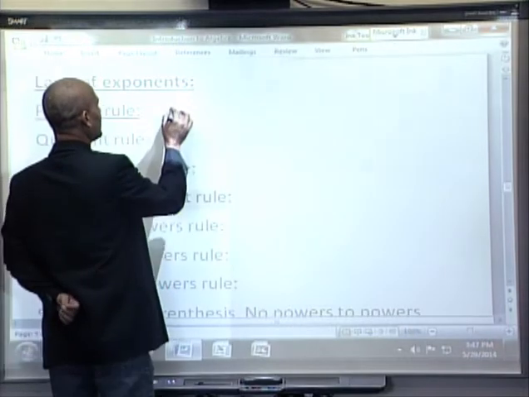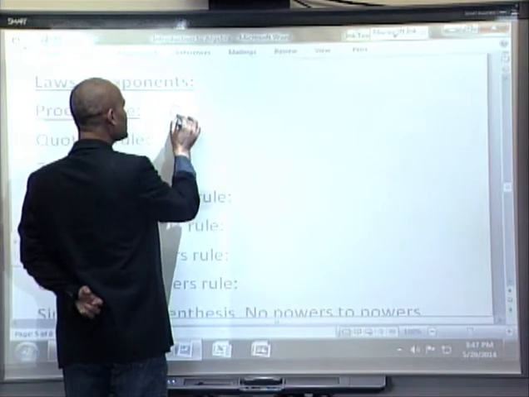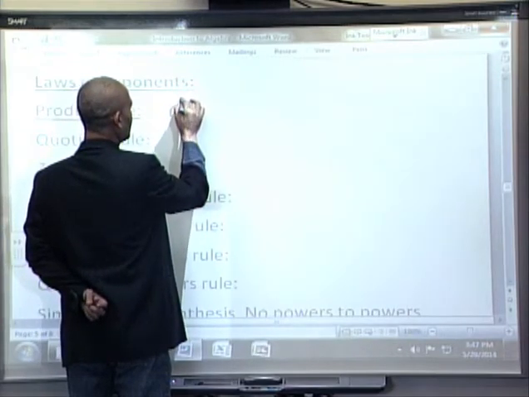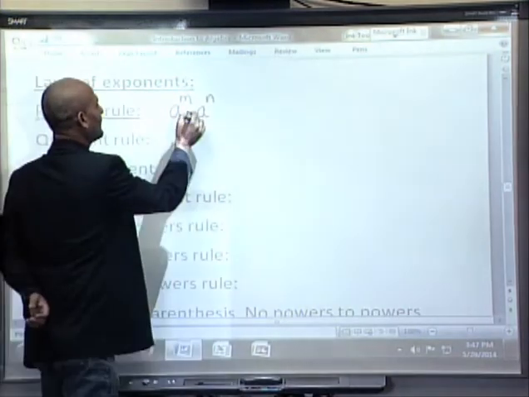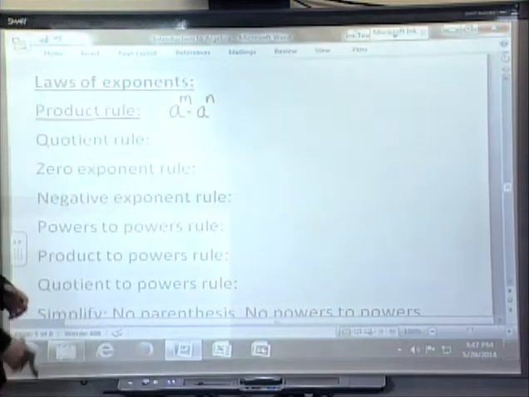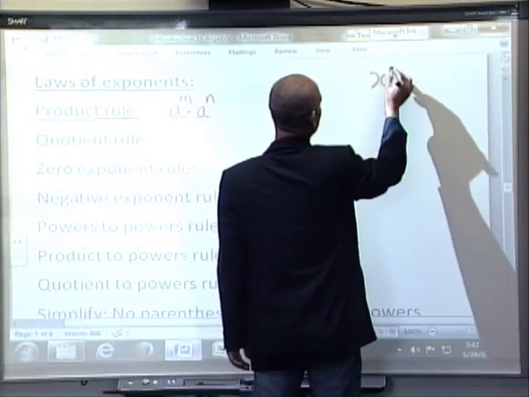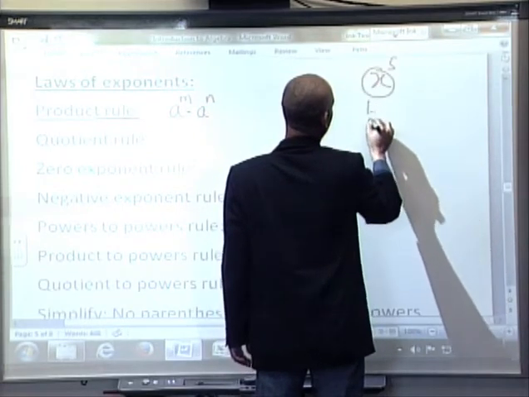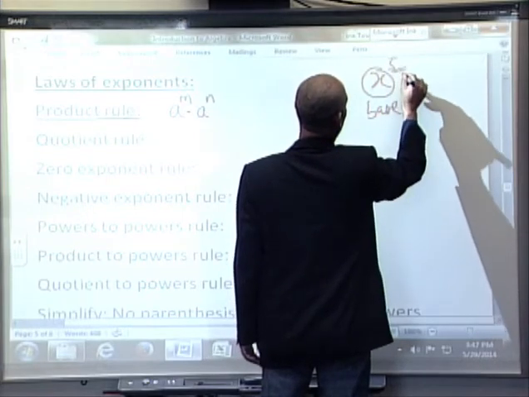The product rule says if you have two algebraic quantities with the same base and they are multiplied. The reason we call it the product rule is there are two quantities with the same base and there is a product of them. Here, if we have x to the 5, we call x the base and we call the number on the top the exponent.